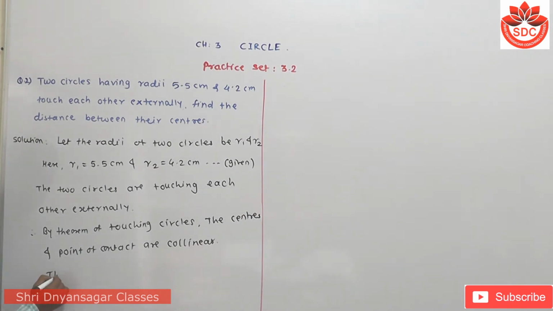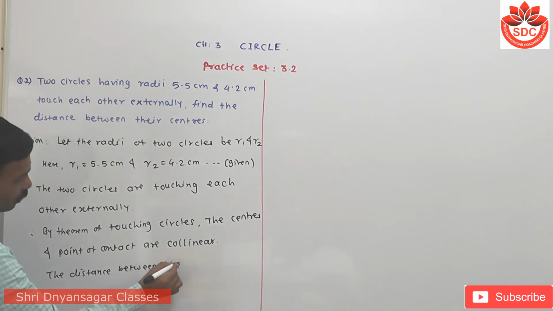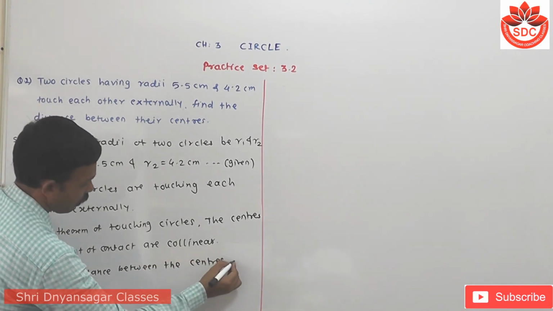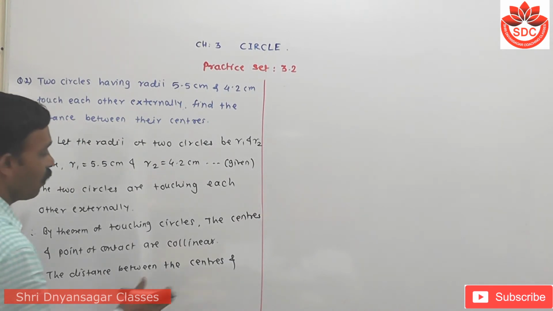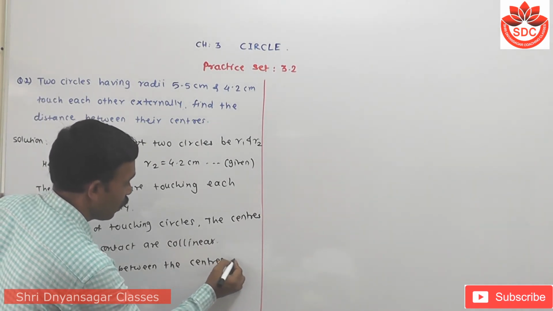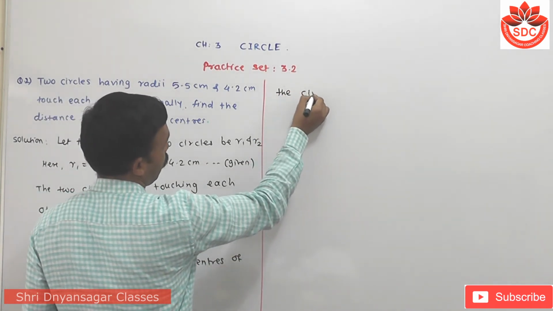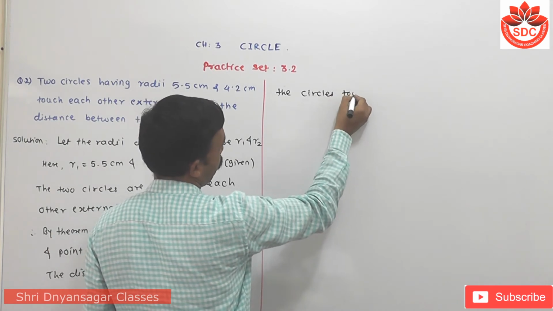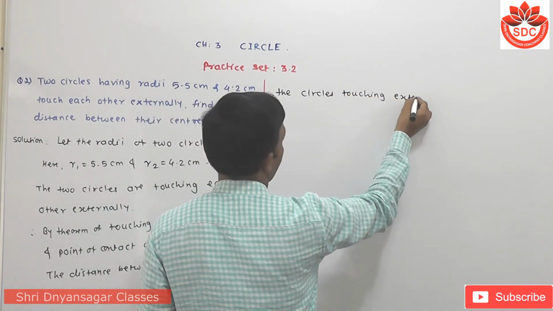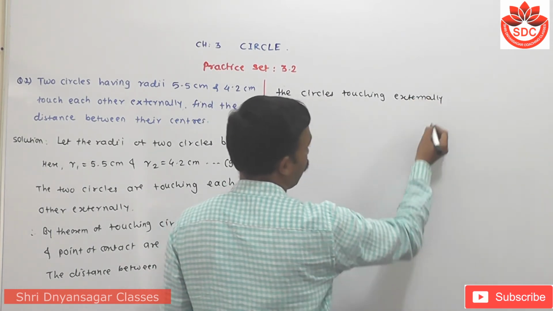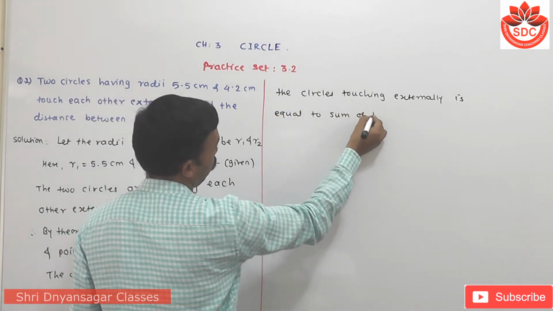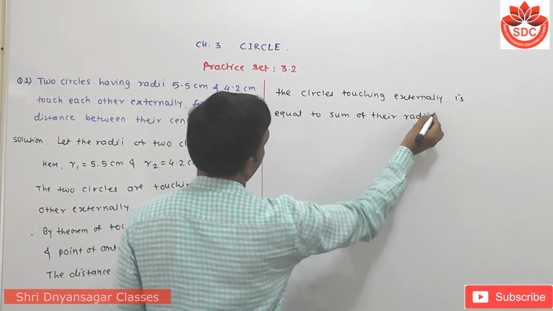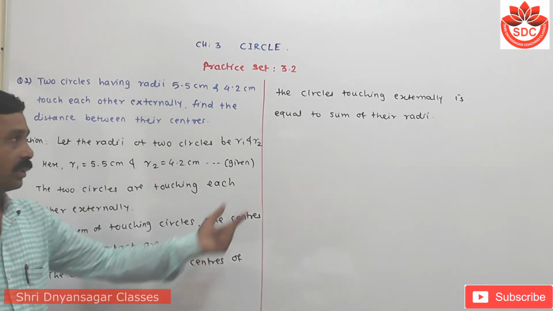Therefore, the distance between the centers of the circles touching externally is equal to the sum of their radii. Because the two circles are externally touching circles, take the sum.